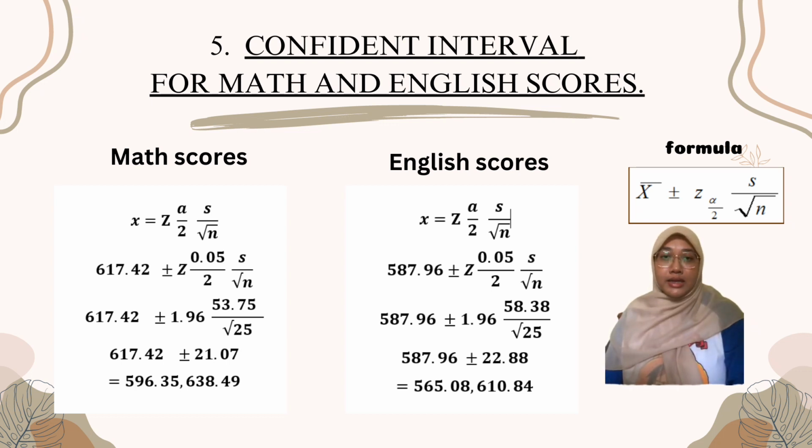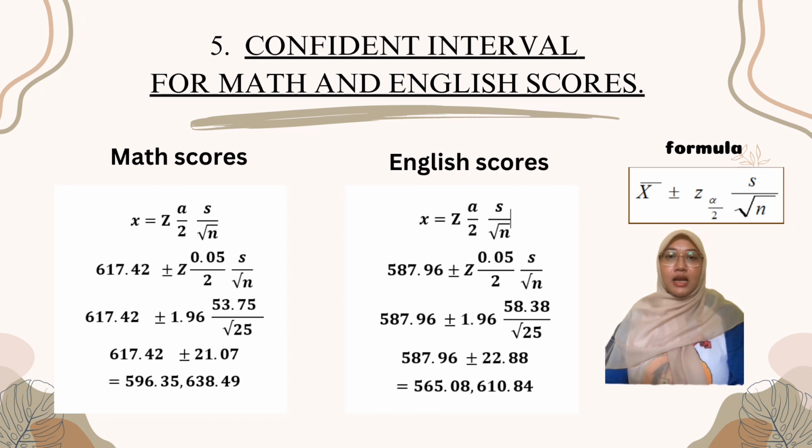My part is the confidence interval for math and English score. The math score is 617.42 plus minus Z 0.05 over 2 times sigma over square root of n. Next is 617.42 plus minus 1.96 times 53.75 over square root of 25.